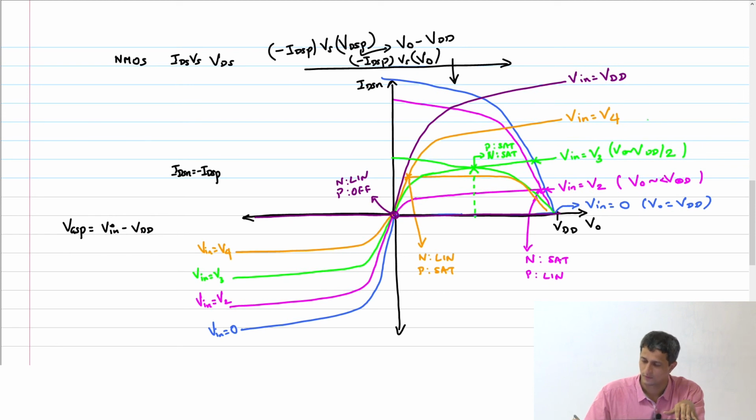V out. What about this? V out is approximately greater than 0 but very close to 0. Fine. And here of course V out is exactly 0.